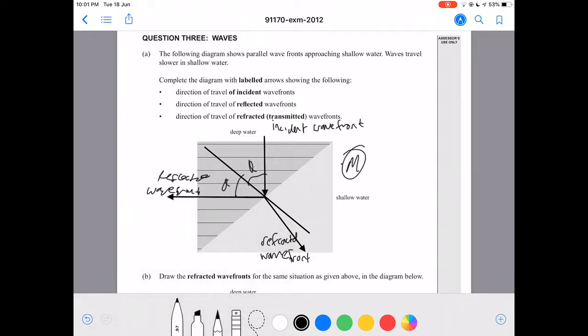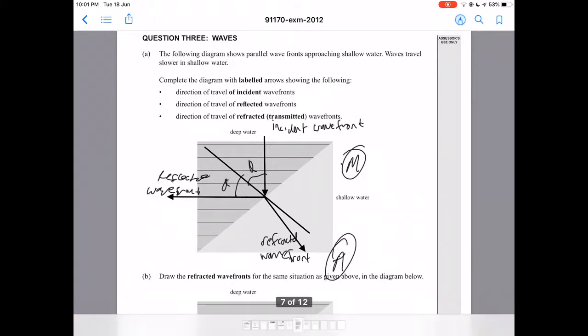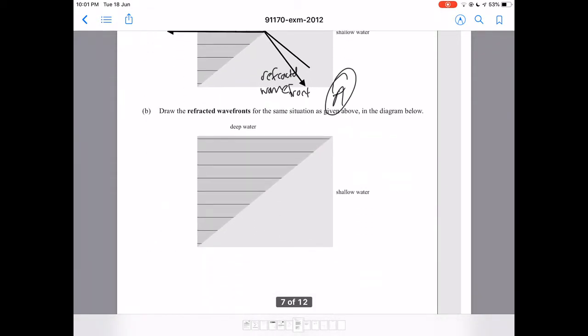To get two rays correct, showing two correct rays, any two correct rays will get you an achieved grade. Next: draw the refracted wavefronts for the same situation as given in the diagram below.